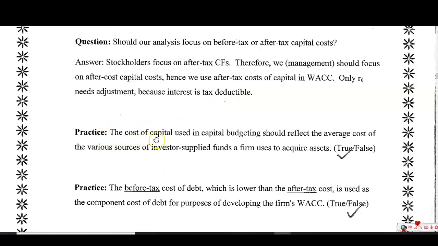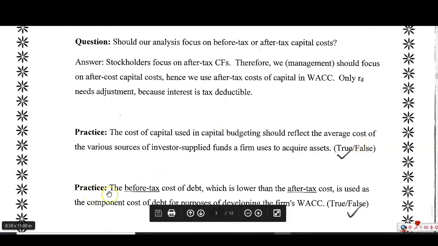Practice: the cost of capital used in capital budgeting should reflect the average cost of the various sources of investor-supplied funds a firm uses to acquire assets. This is true. The cost of capital used in capital budgeting is exactly WACC, and it reflects the cost for each component.